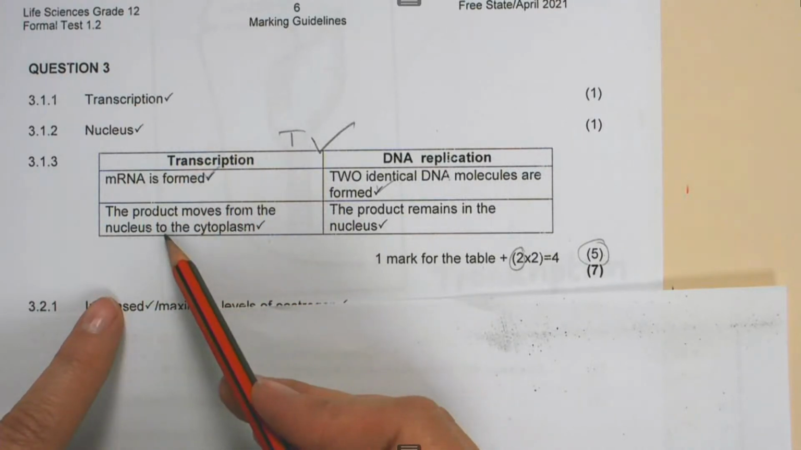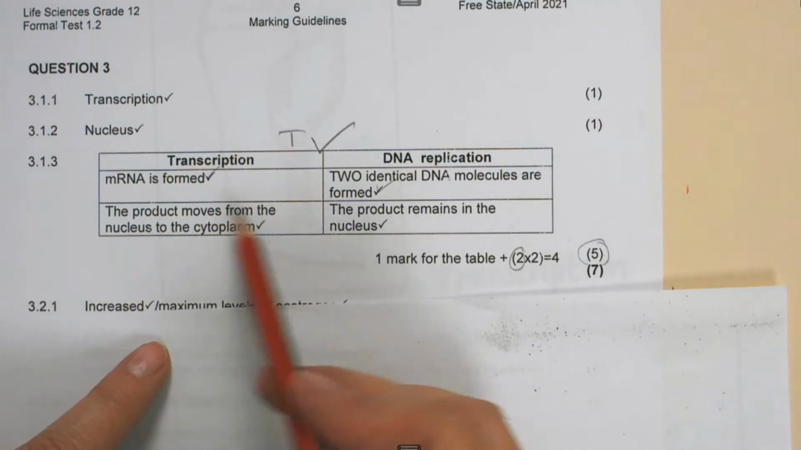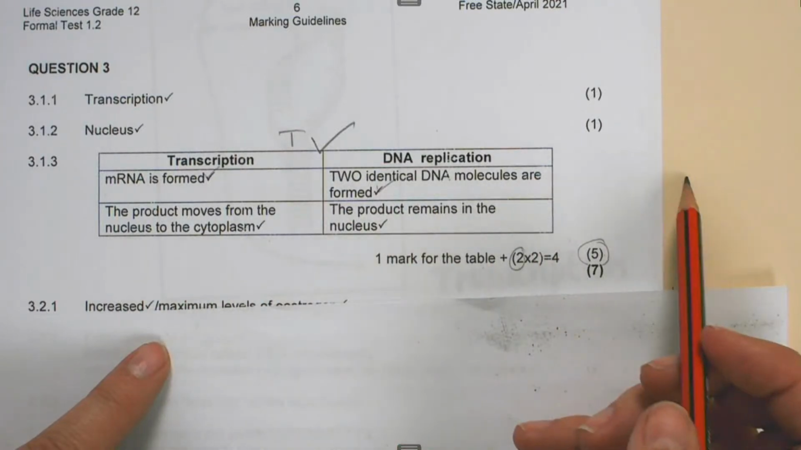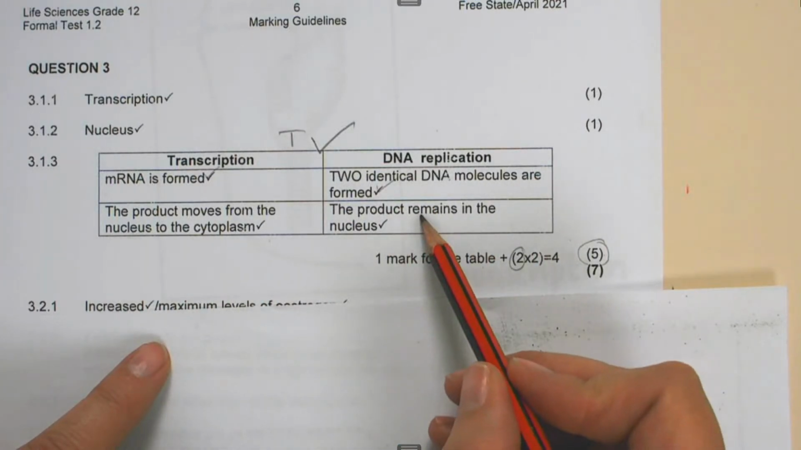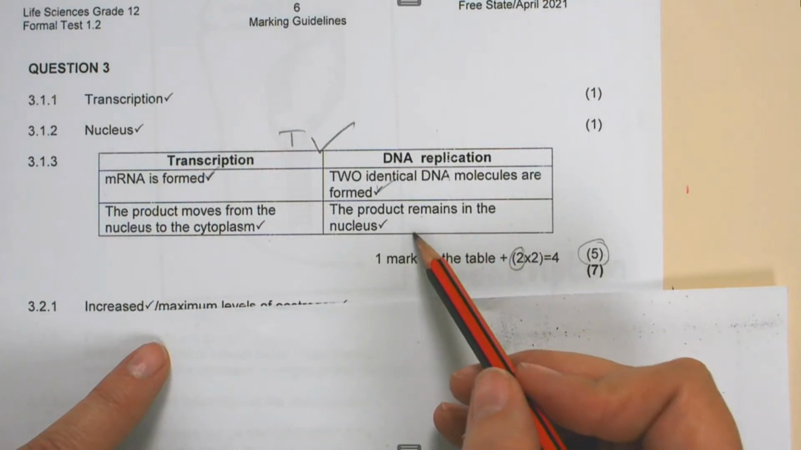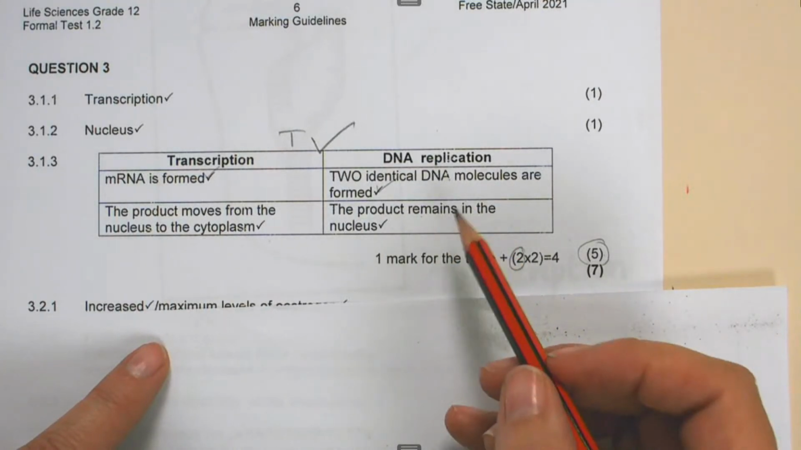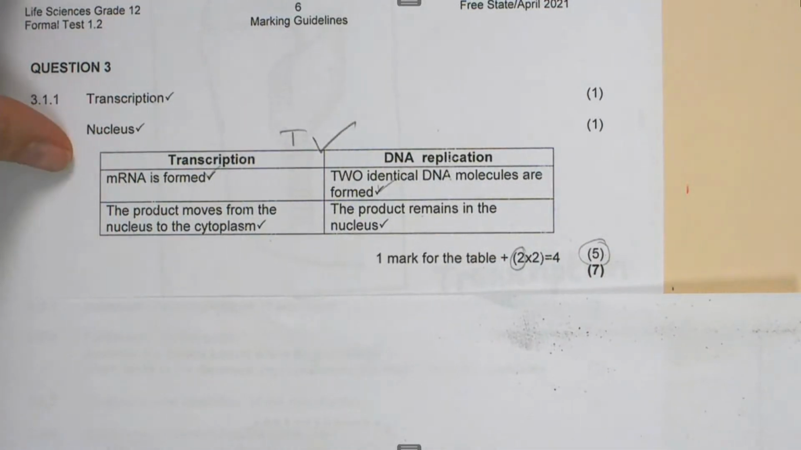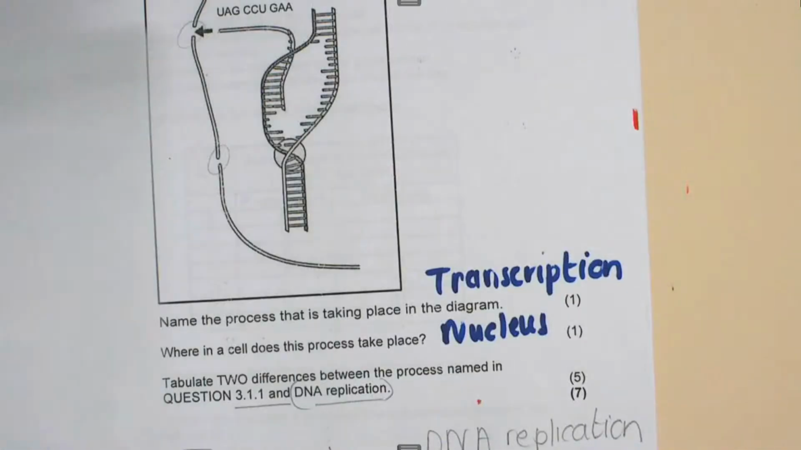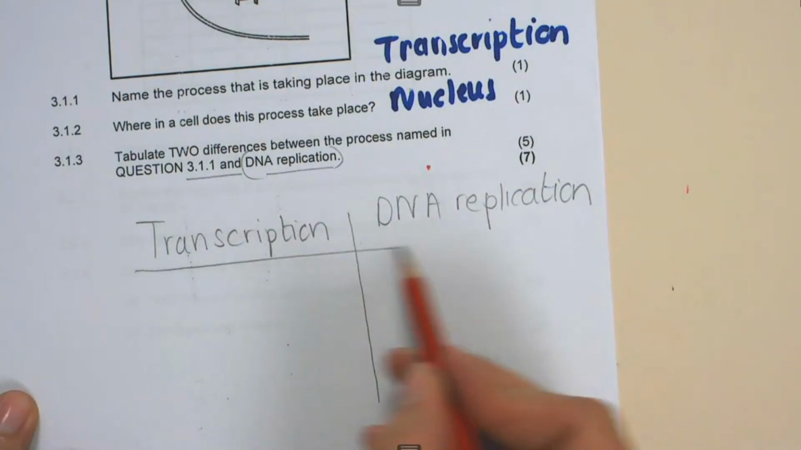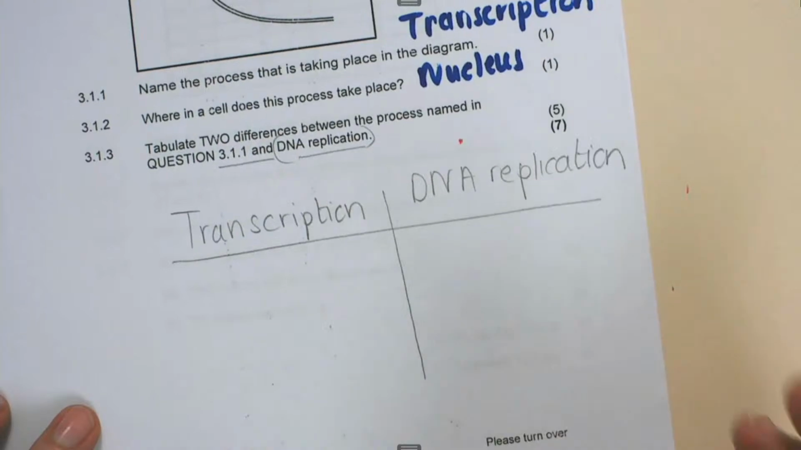Then the next one will be the product that moves from the nucleus to the cytoplasm. So in this case the mRNA moves from the nucleus to the cytoplasm. In DNA replication, the product, meaning the replicated chromosome, will remain in the nucleus. So those are the first 2 options that we have there. But I would like to add on to that, because I think there are also other differences that we can allocate marks for.